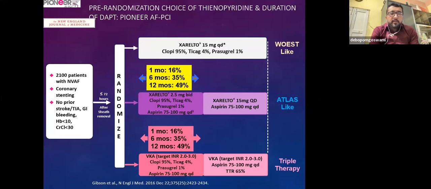Now, this randomization, again, as already discussed, amongst the DAPT and the DOAC arm, the use of the dual antiplatelet was 1 month for 16% of the patients, 6 months for 35% of the patients, and 12 months for 49% of the patients. Similarly, in the conventional triple therapy group, the use of the DAPT was for the same durations, that is 16%, 35%, and 49% respectively. Next slide.